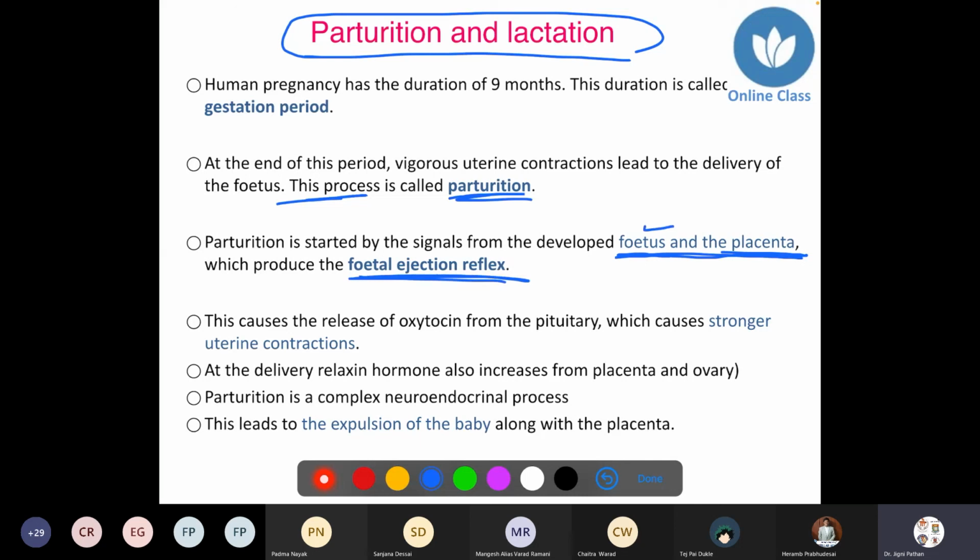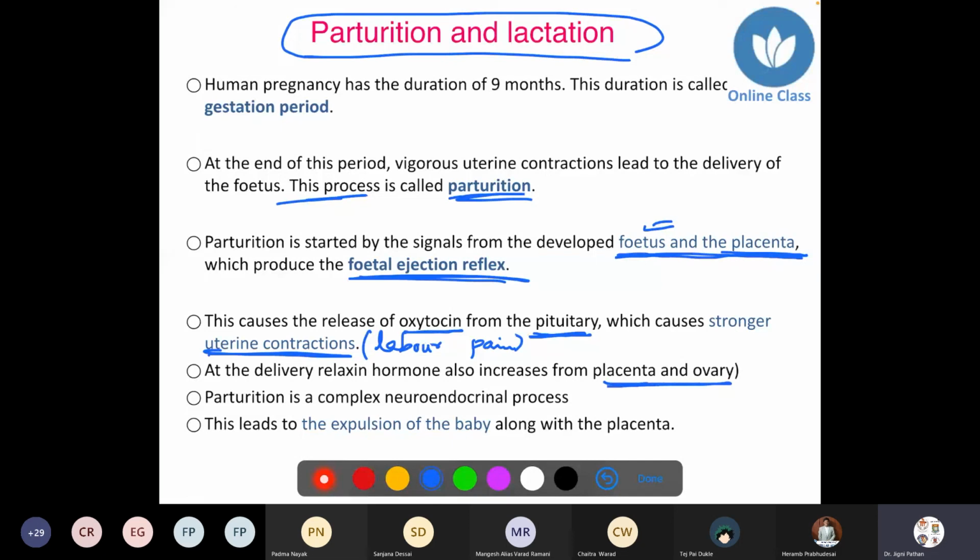When this signal is given by the fetus, there is a release of oxytocin. You know what oxytocin does? We have studied this. From where is it released? From the posterior part of the pituitary. Remember, this gives a strong uterine contraction. That's labor pain. You might have heard about labor pain. Who gives this? The oxytocin hormone, which brings stronger uterine contraction, and then labor pain at the delivery. The relaxin hormone also increases from the placenta and the ovaries to relax the ligament.